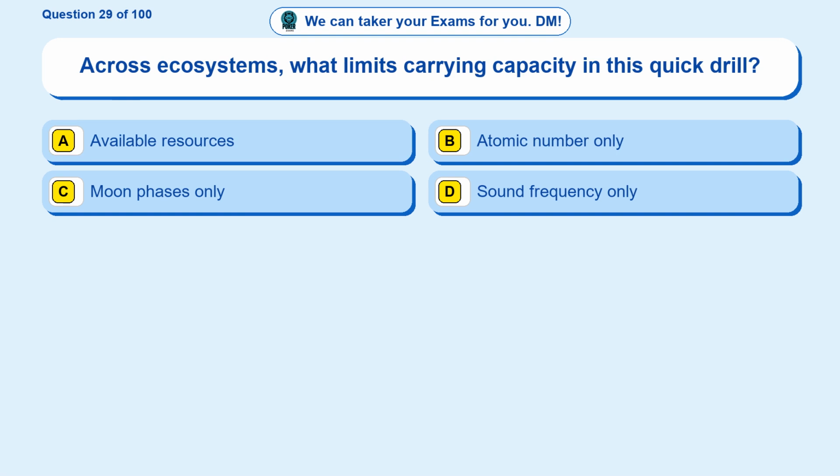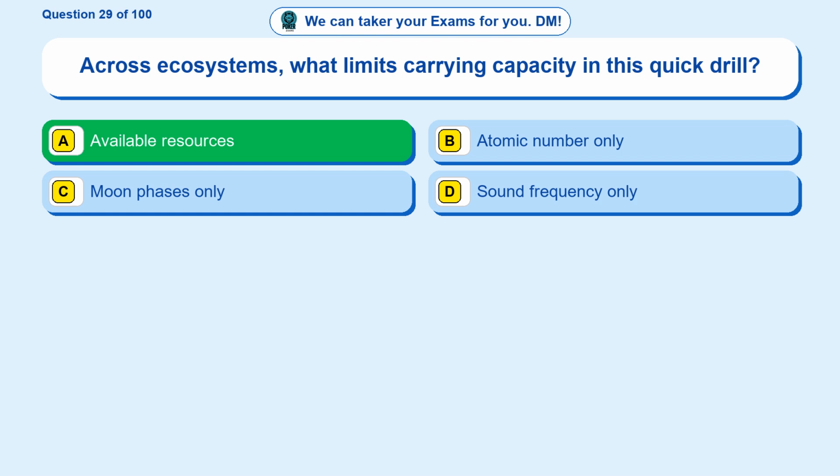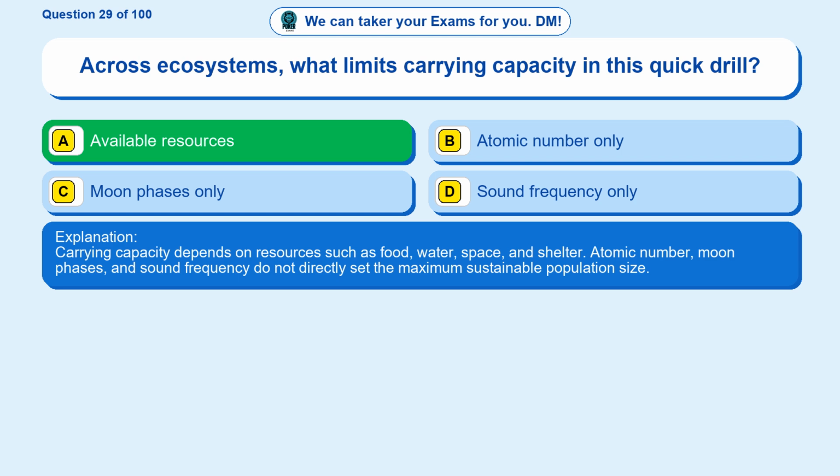Question 29. Across ecosystems, what limits carrying capacity in this quick drill? Option A, available resources. Option B, atomic number only. Option C, moon phases only. Option D, sound frequency only. The correct answer is option A. Available resources. Carrying capacity depends on resources such as food, water, space, and shelter. Atomic number, moon phases, and sound frequency do not directly set the maximum sustainable population size.